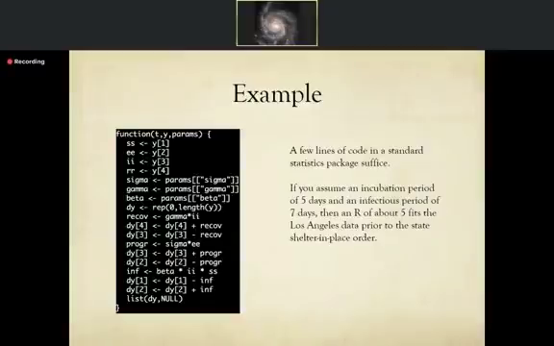So for example, a few lines in any standard statistics package suffice to build an SEIR model. Here's a screen cap from an R program that can run this. If we assume an incubation period of 5 days, we can decide if you like that number. If you assume an infectious period of 7, then you could just play with the model yourself, and you would find an R of about 5 would fit the Los Angeles data prior to the state shelter-in-place order. I'm not endorsing the figure of 5. I'm only saying that one could very easily experiment with these models and simulate the epidemic, given assumptions of your own choosing. Let's go to the next slide.